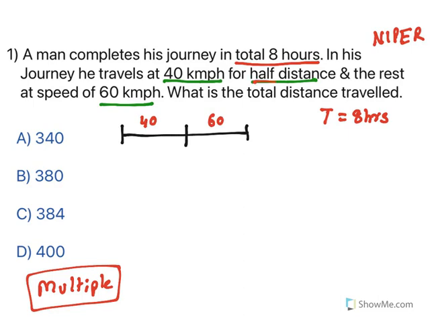You need to understand this half distance. Now, what is the question prompt? What is the total distance traveled? So you need to figure out what this total distance is. So this is what is asked. These are given. The red things are given. Now you need to solve this.